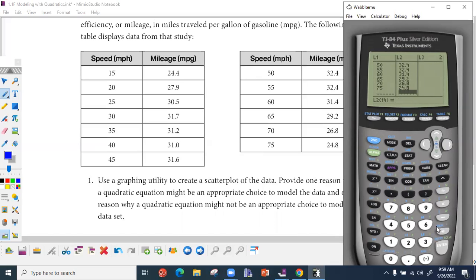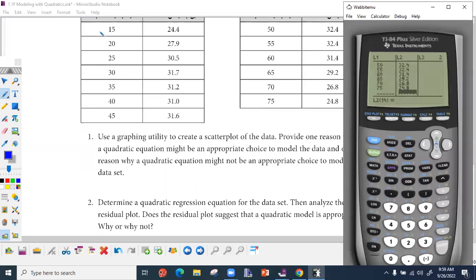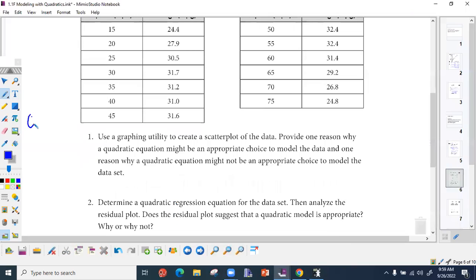All right, so I have all of my values in. Once I have all my values in, let's recap what we did. We reset the calculator, and then we went to stat.